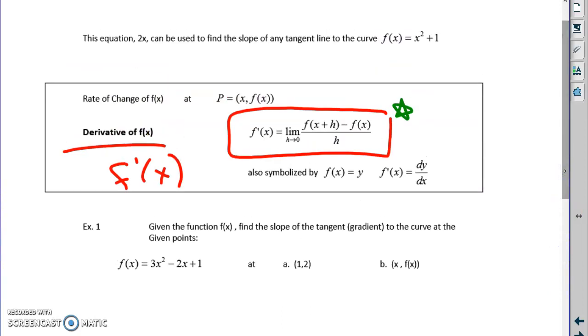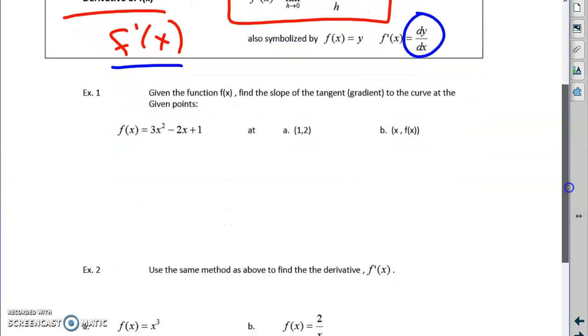So we're going to give that a name. We're going to call that f prime of x. That's the symbol. It's called the derivative of f of x. If I use the word derivative, that means you're finding the instantaneous rate of change, the slope of the tangent line, or if I said find f prime. In calc, they also use dy dx. We're not going to use that as much.